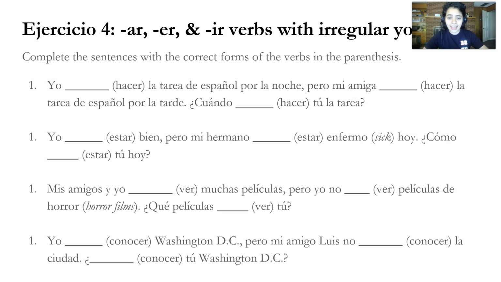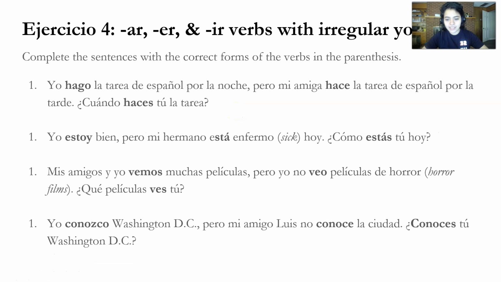And now we have the last exercise, a mix. Sorry with the numbers, they are wrong. This is 1, 2, 3, 4. Okay. Complete the sentences with the correct forms of the verbs in the parentheses. And here you can check your answers. The numbers are wrong. 1, 2, 3, 4.